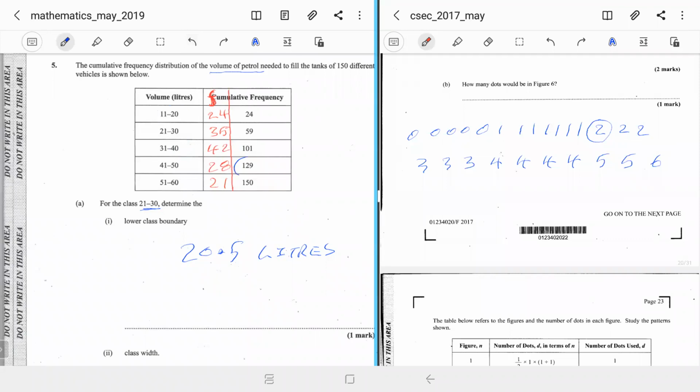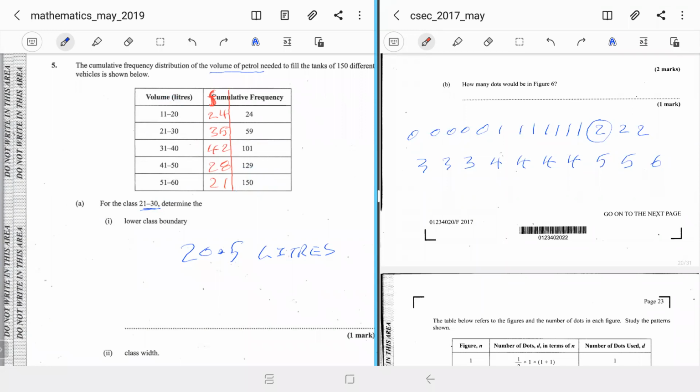129 vehicles use less than or equal to 50, because all of these are measurements that are less than or equal to 50. All of these vehicles add up to 129. That's what cumulative frequency is, everything adding up as you go. How many vehicles use less than or equal to 60? All of them, 150. See, all of these are measurements less than or equal to 60, and all of the vehicles add up to 150. So that's what the cumulative frequency does. It's adding up everybody.